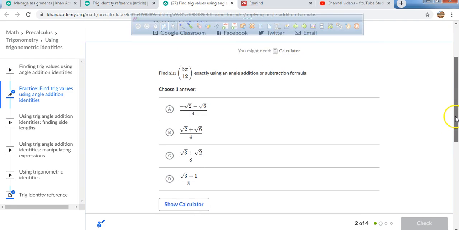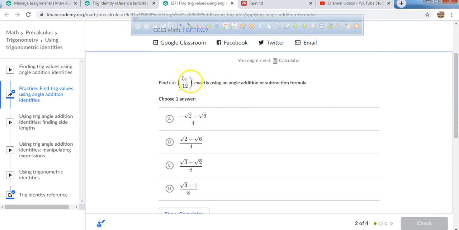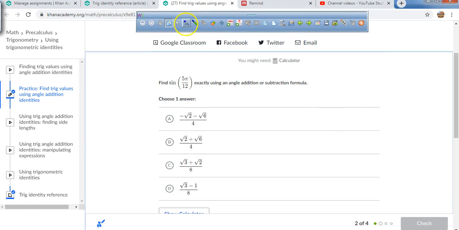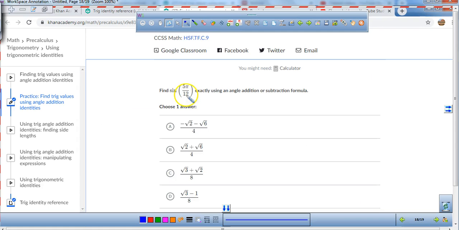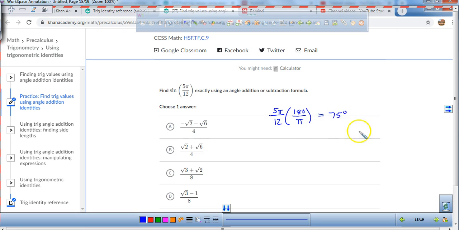All right, here's our next question. We're going to find the sine of 5 pi over 12. Now, once again, what I like to do is change 5 pi over 12, which is in radians, to degrees. So I'm just going to go ahead and do 5 pi over 12. I'm going to multiply it by 180 over pi to convert it to degrees. And when you do that, you get 75 degrees.